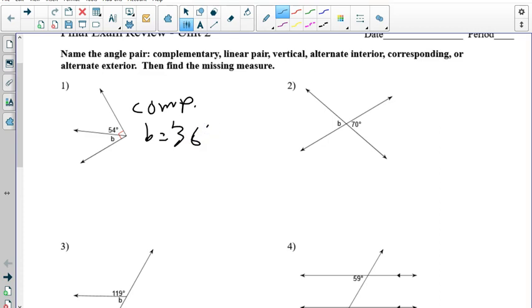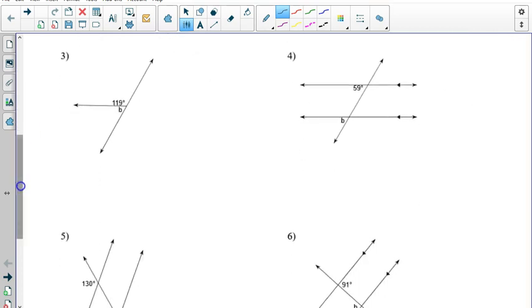Number 2, these are a vertical pair. They're facing each other, so they're the same. B is 70. You need to pause. Please hit pause. All right. These two form a straight line, which means they are a linear pair, which means they add up to 180 degrees. So they're also supplementary. So that's just 180 minus 119, 61 degrees.